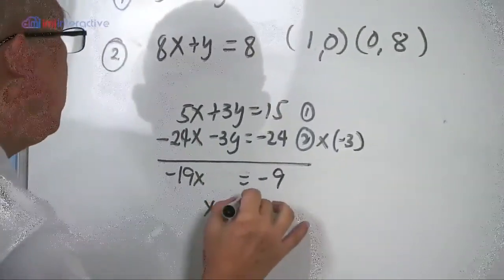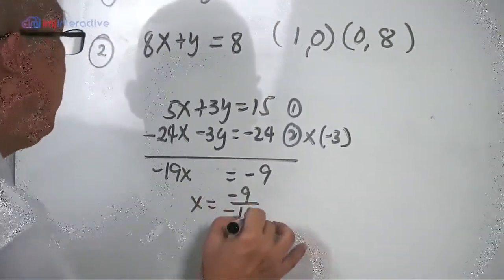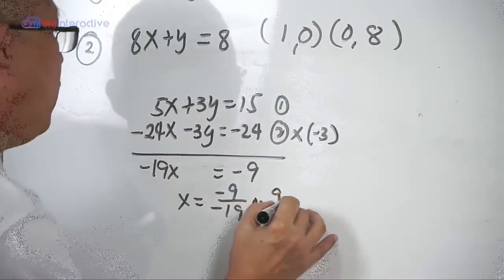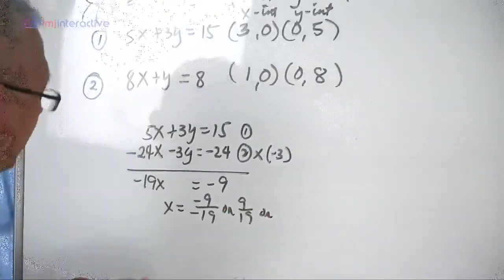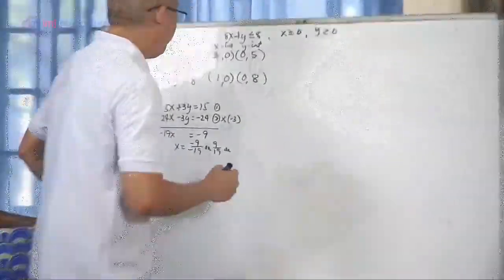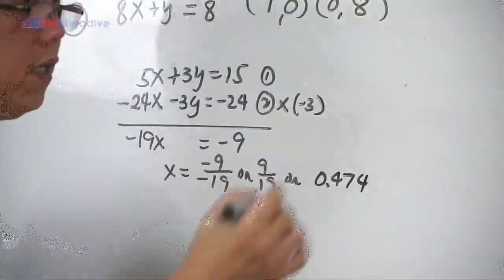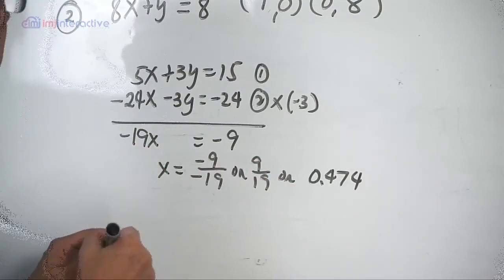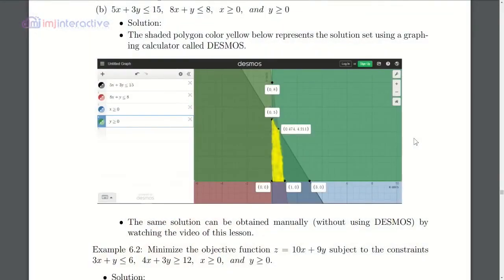So x equals negative 9 all over negative 19, or 9 over 19, or the decimal equivalent of which is 0.474, as what you see in the graph. We will look at that later in the graph. So for now, let us solve for y.